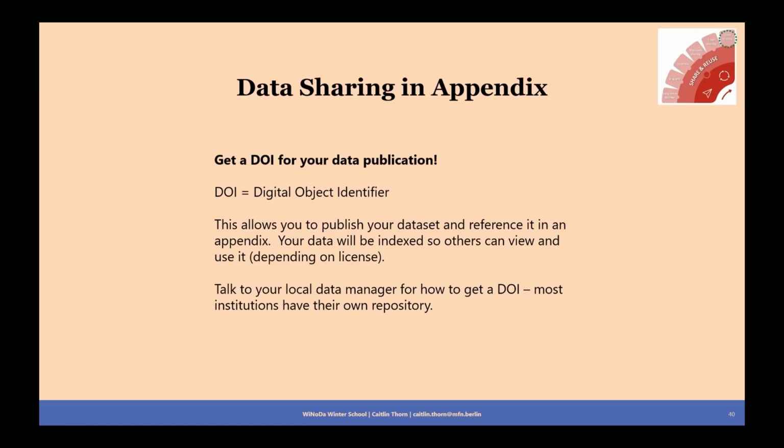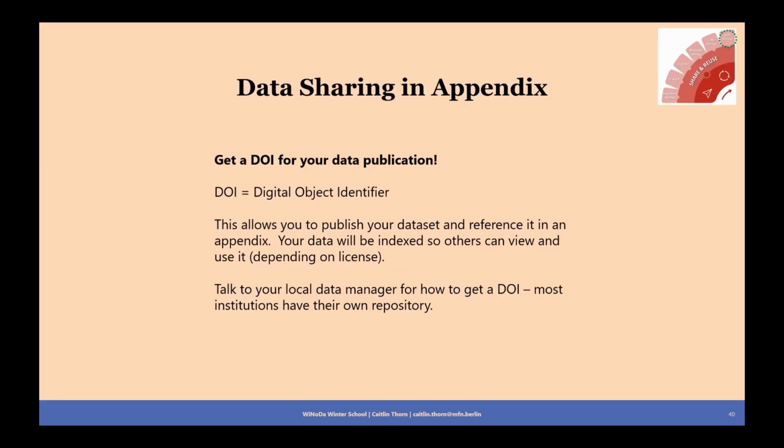So what you would do is, for example, submit an article to a journal, but you want to reference your data within that article. So you'd want to get a DOI for your data first, and then you can reference yourself in the article. So a DOI allows you to publish your data set and reference it in an appendix, and it will index your data so others can view it and use it.